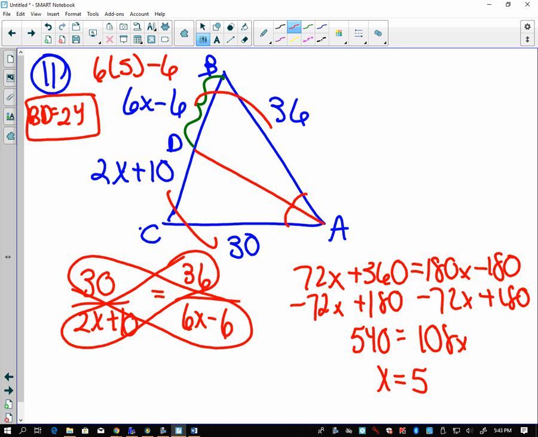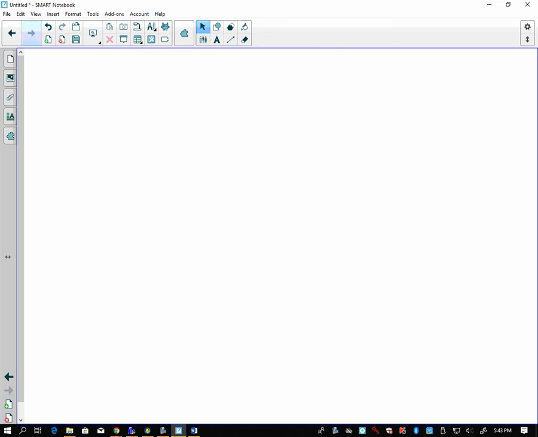So that worked right there. 12. Let's see. We are given a triangle.